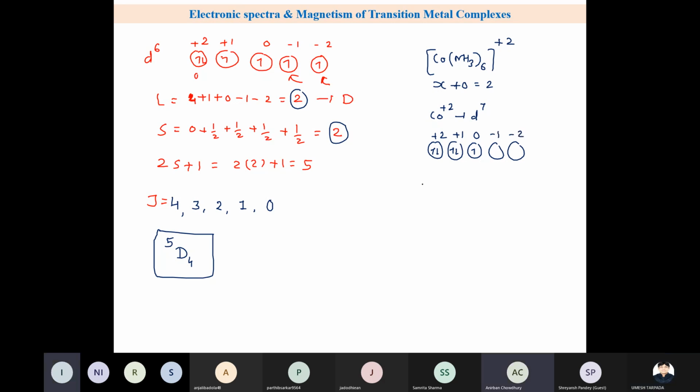S is equal to 1 by 2. And L is equal to: 2 into 2, that is 4, 2 into 1, that is 2, and 1 into 0, that is 0. So L is equal to 6. The first orbital has 2 electrons, which you multiply by 2, the second has 2, and there are 5 electrons so far. There are 7 in total, so here is one more electron. So 2 into 0 is 0, and 1 into minus 1 is minus 1. So it becomes 1.